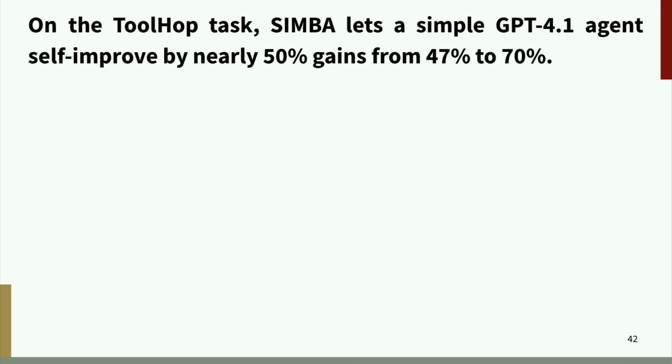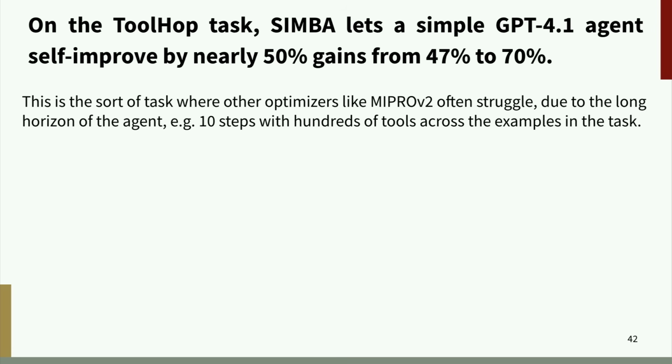So on the tool hop task, which is a task where basically you wake up as an LLM agent, you're given a bunch of tools and you're given a goal, and your job is to basically call these tools until you have the answer for the question. So a simple GPT 4.1 agent on this task gets 47%. You simply apply SIMBA on it out of the box, and you jump to 70%.